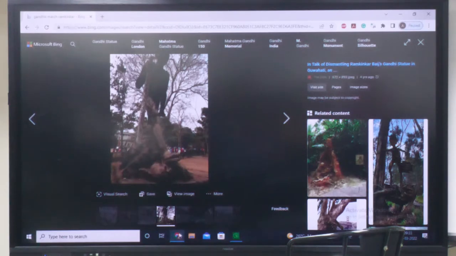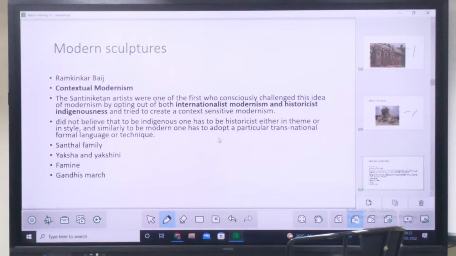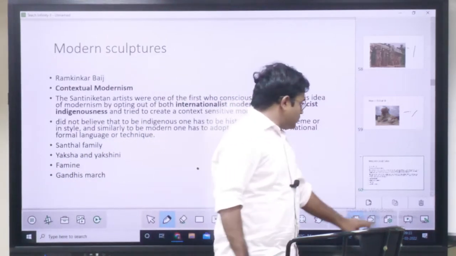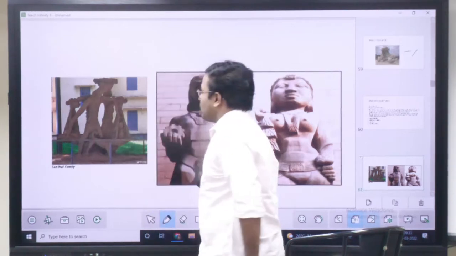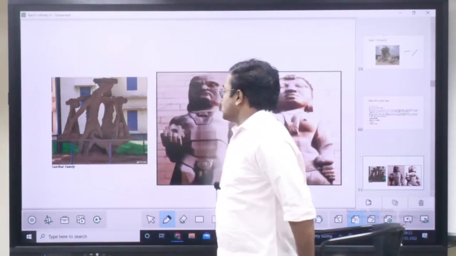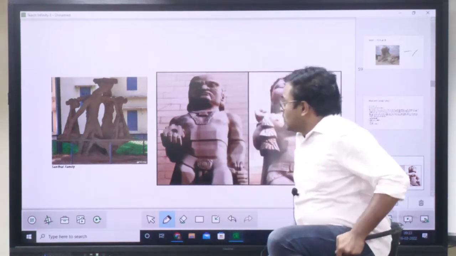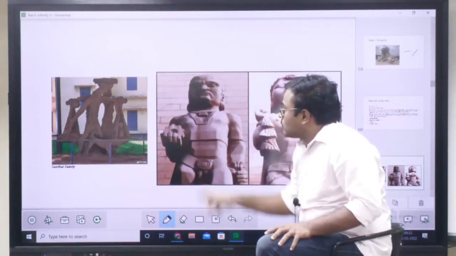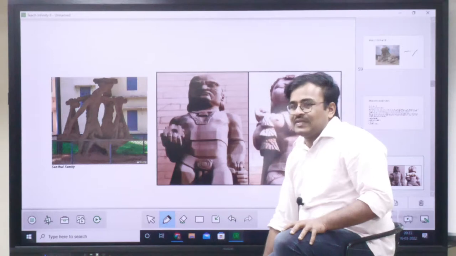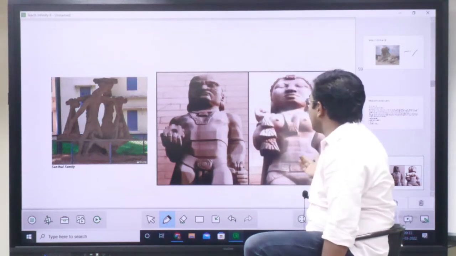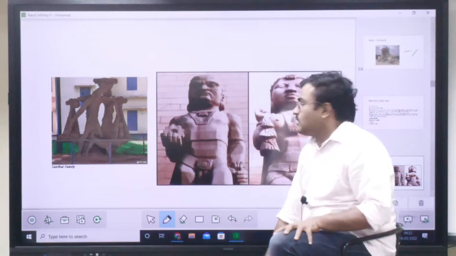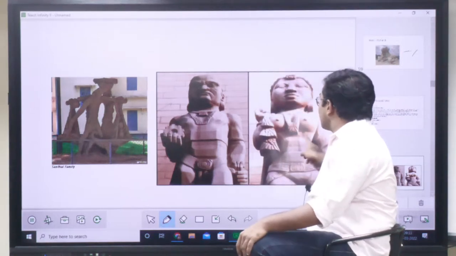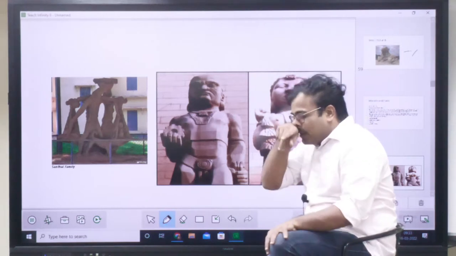So, are you able to see the Santal Family? Can you make out the images which are present there? So this is the Santal Family. There, a small kid is sitting on one side of this carrier, and the father is carrying them. And there is a dog also there. This is the image of Santal Family, and Ramkinkar Baij is the person, and this is the image of Yaksha and Yakshi. These are the prominent ones.